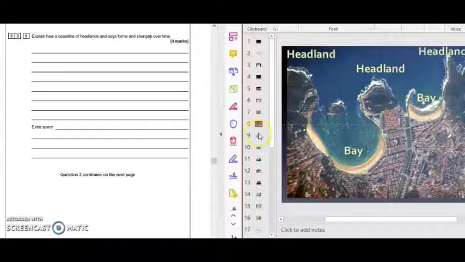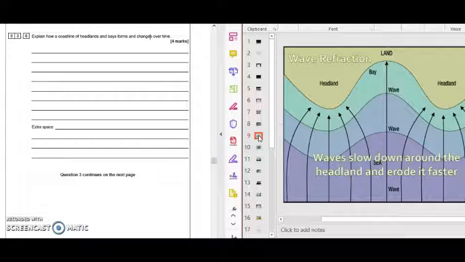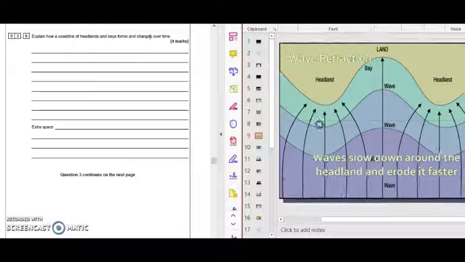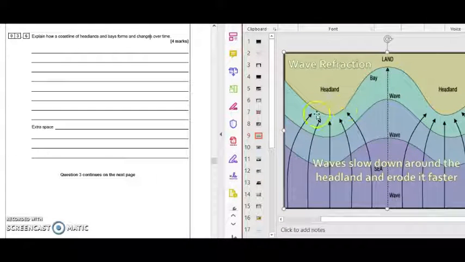Well, around the headlands, the waves are going to refract. They're going to move around it. So what happens then is erosion is concentrated just to the sides of the headland. So here, here, here, and here, because the waves curve around them.